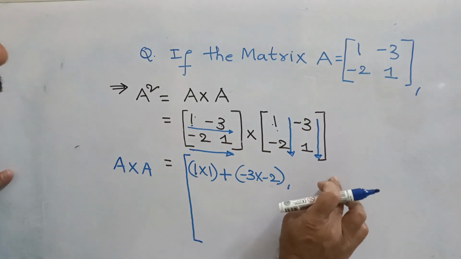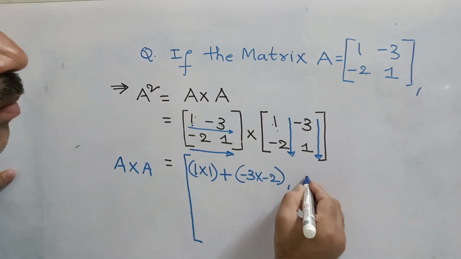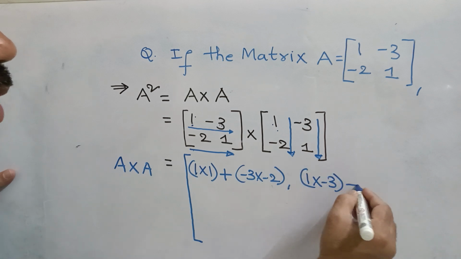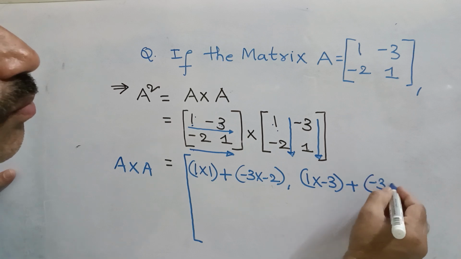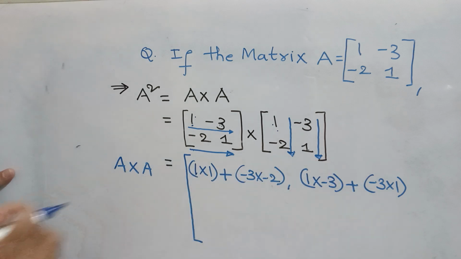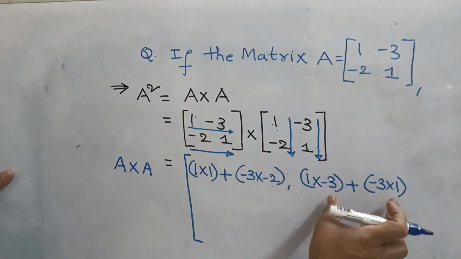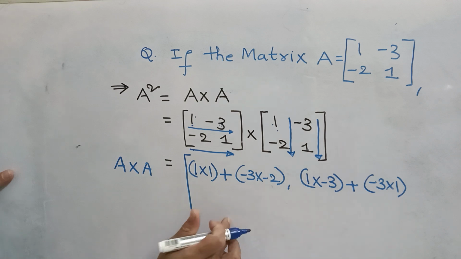And what is the second element? Same, 1 into 1, 1 into minus 3 plus minus 3 into 1, getting minus 3 into 1. Okay, so that is the way to find out the second element. And coming to the third element here, this is the third element, this is the fourth element. What is the third element?